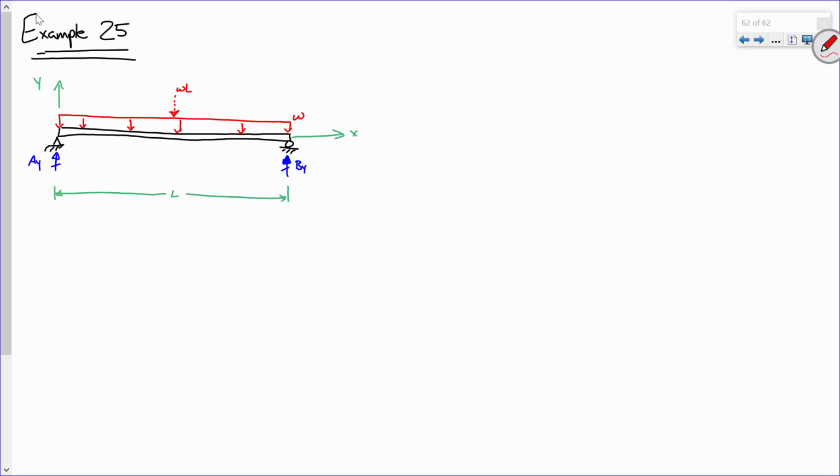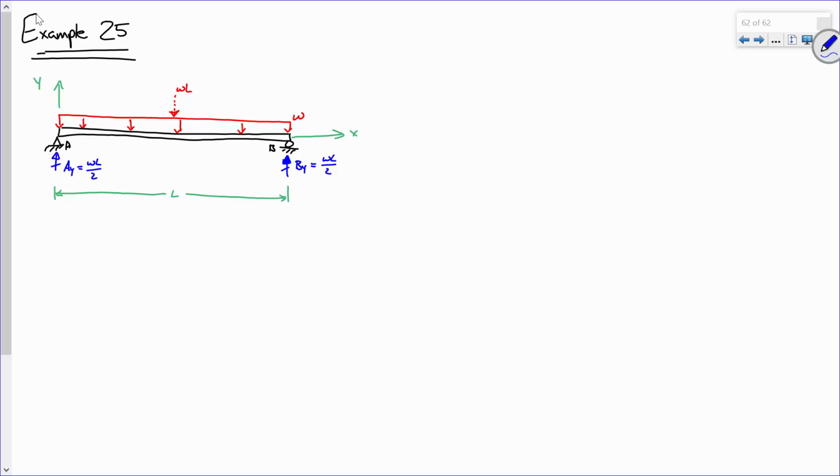Right? That's A, that's B. So, what do you think? Would it make sense then that AY is WL over 2? This is WL over 2. Does that make sense? Sound good? I mean, do we need to go through and do the statics, or are you all just okay with that?